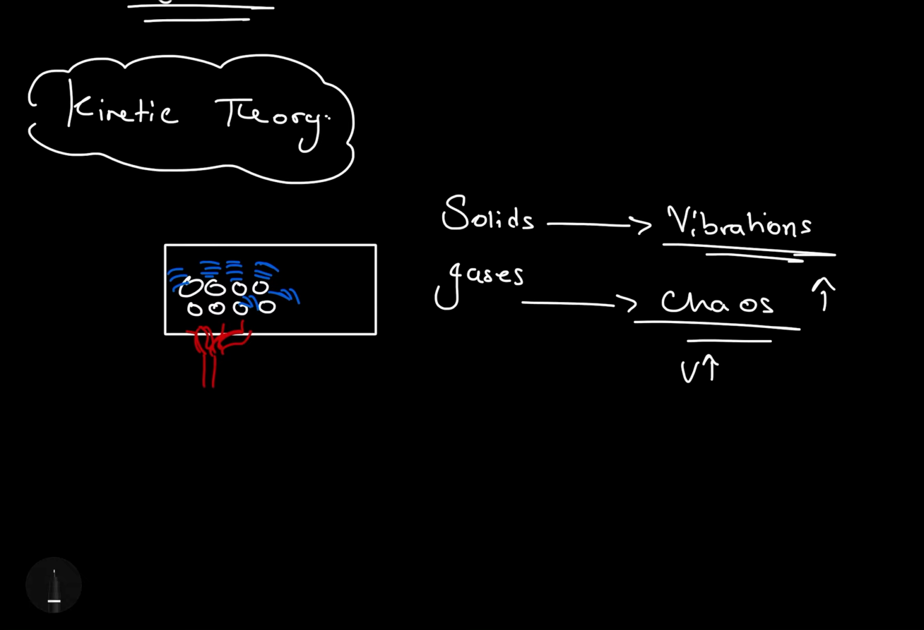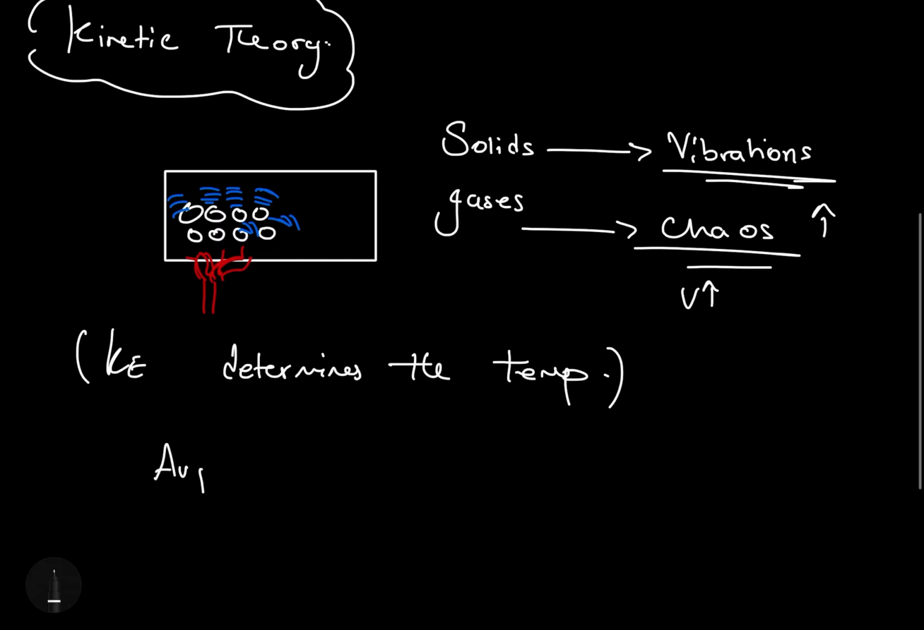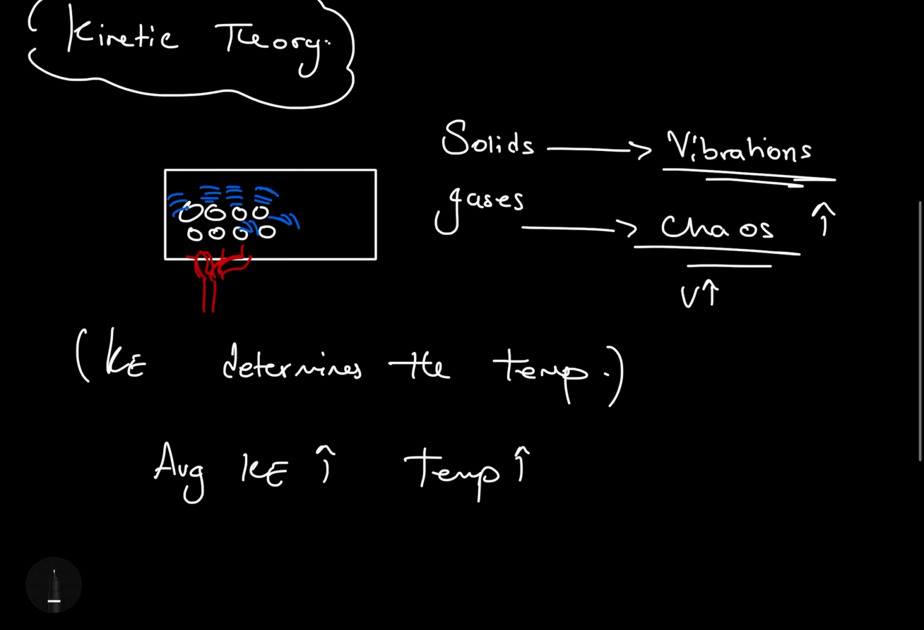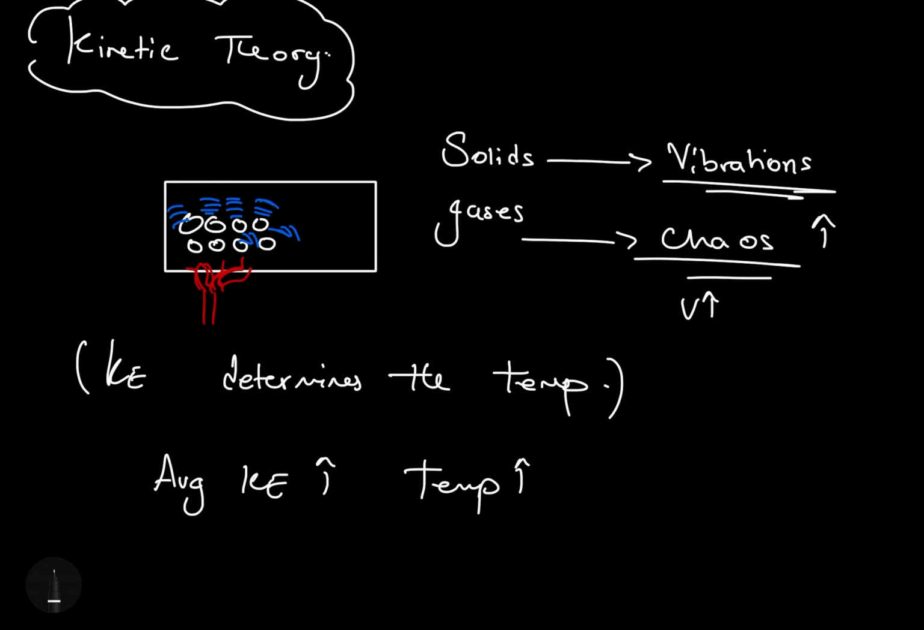So what is the overall idea of the kinetic theory? Well, the kinetic theory says that the kinetic energy (KE) of a substance determines its temperature. So the temperature of a substance is dependent on its kinetic energy. And if we increase the average kinetic energy of a substance, then the temperature of that substance also increases. It is also important to note that whenever you apply heat to a substance, you give it energy, and the molecules receive energy and move faster.